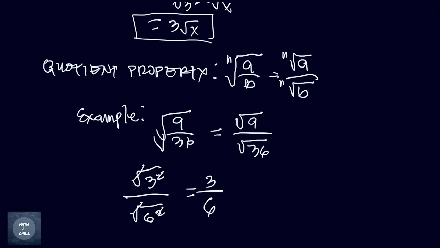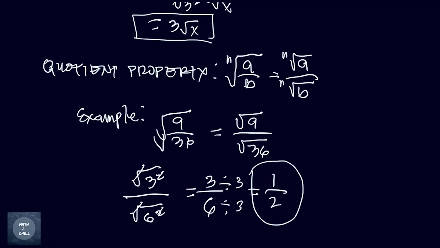So 3 over 6 can be reduced to lowest term. So divide natin na siya by 3. That is 3 divided by 3. This is equal to 1 over 2. The answer is 1/2. So mana siya ang quotient rule.